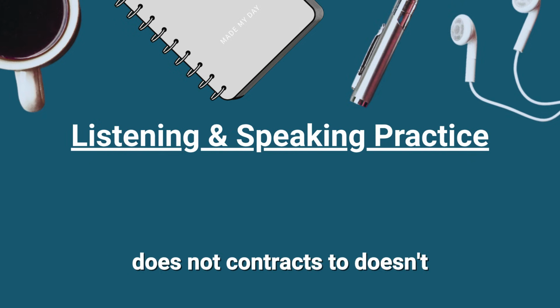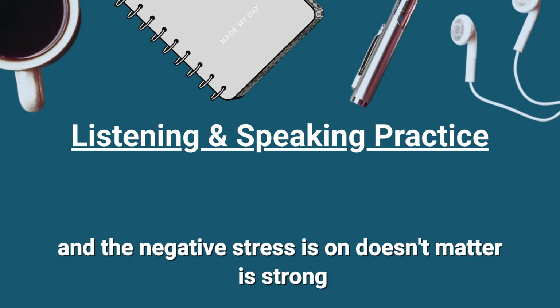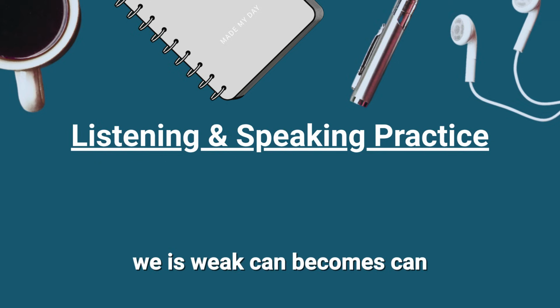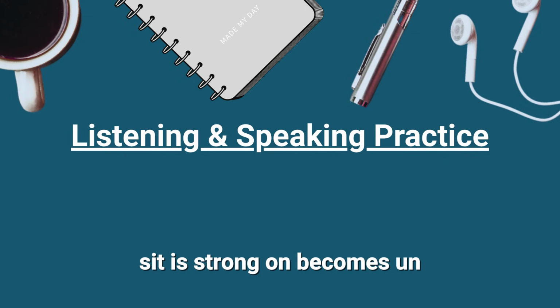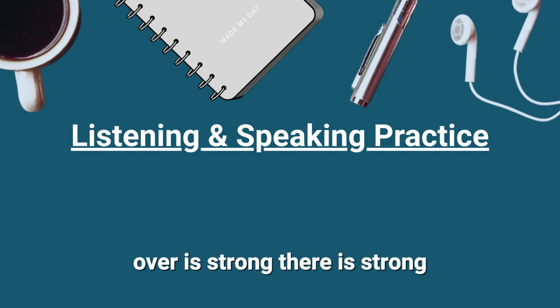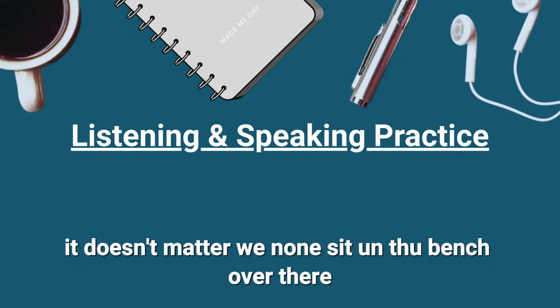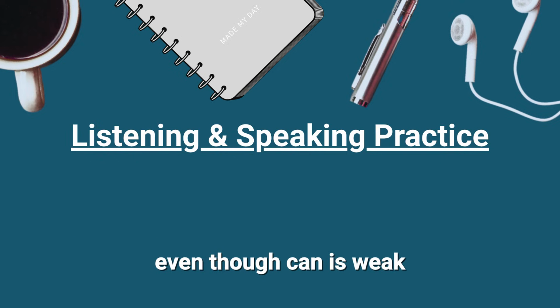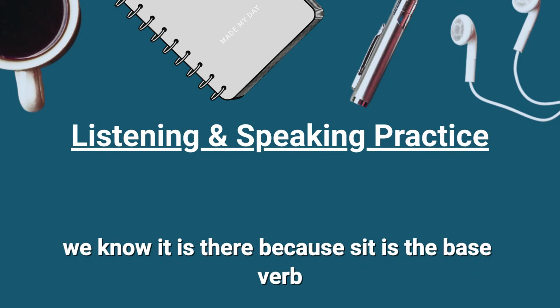"Does not" contracts to "doesn't," and the negative stress is on "doesn't." "Matter" is strong. "We" is weak. "Can" becomes "c'n." "Sit" is strong. "On" becomes "un." "The" becomes "thu." "Bench" is strong. "Over" is strong. "There" is strong. "It doesn't matter. We c'n sit thu bench over there." Even though "can" is weak, we know it is there because "sit" is the base verb.